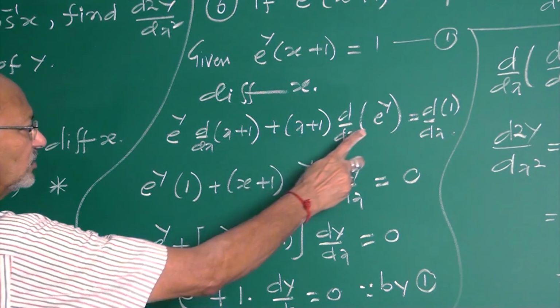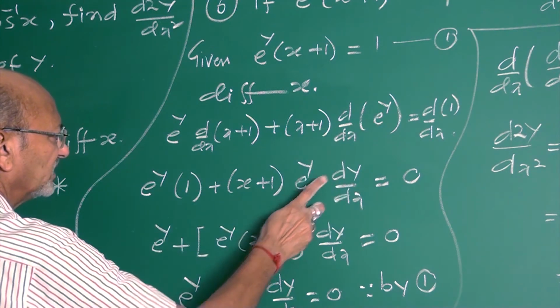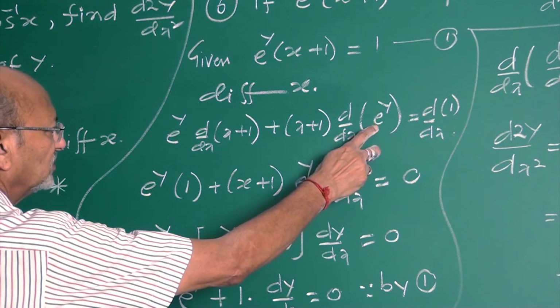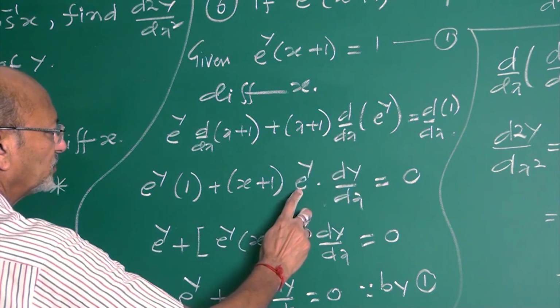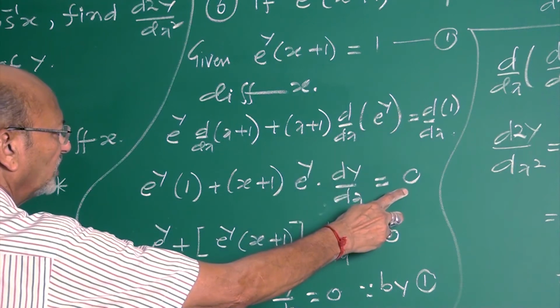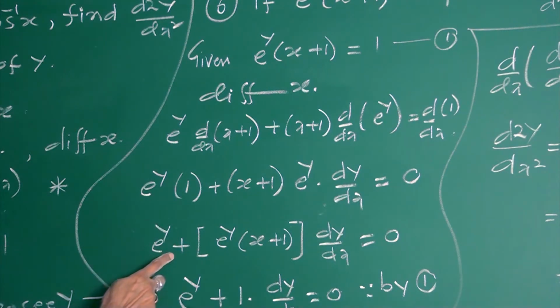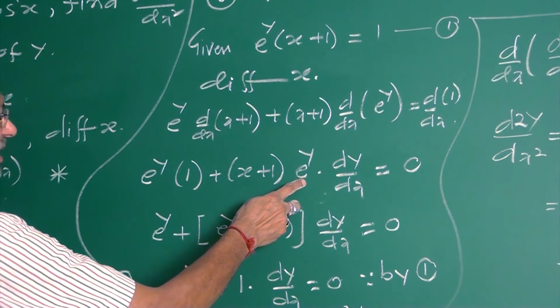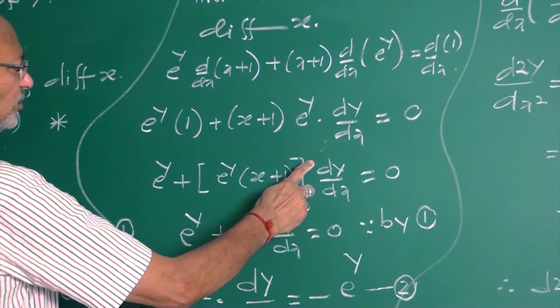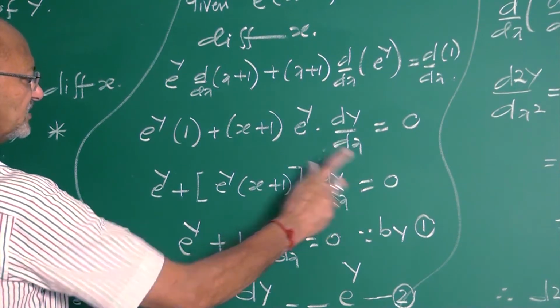Then x plus 1 into the derivative of e to the power y, which is other than x, so first with respect to y, then y with respect to x. First e to the power y with respect to y, then y with respect to x. The derivative of 1 is 0. This is e to the power y into 1 plus e to the power y into (x plus 1) into dy by dx. I have collected this in the bracket. Then dy by dx equal to 0.